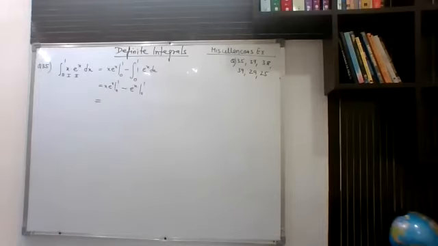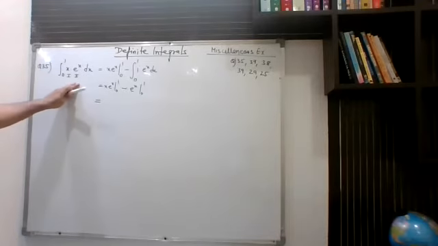Okay, so in this class we are going to discuss some more questions based on definite integrals from the miscellaneous exercise. Let us see question number 35 from the miscellaneous exercise NCERT. It is the integral from 0 to 1 of x e^x dx. You will do it by integration by parts. Treat e^x as the second function and x as the first function.